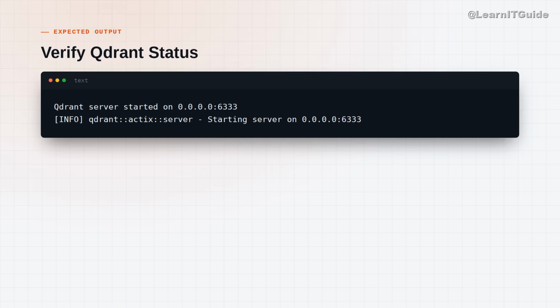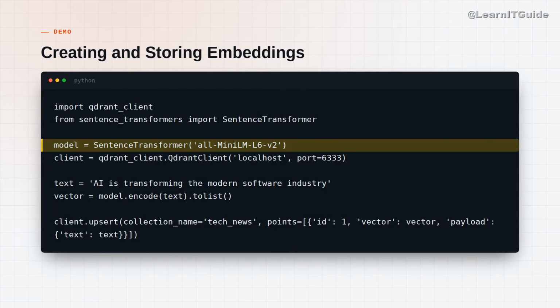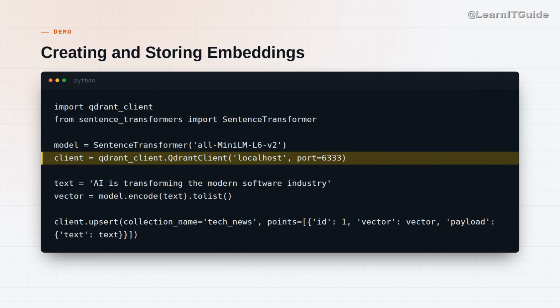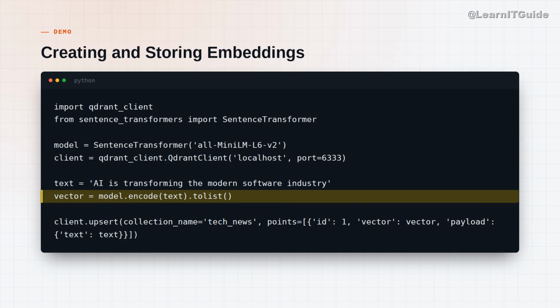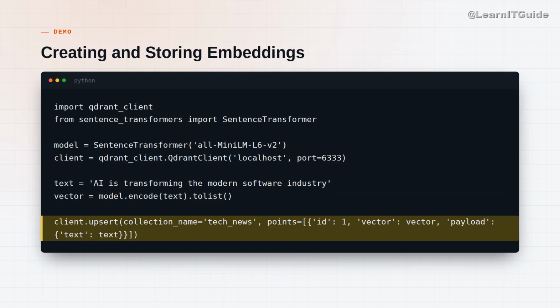Now, let us write some Python code to interact with this. On line 4, we load a lightweight model called MiniLM. This model handles the heavy lifting of turning text into numbers. Line 5 connects our Python script to the Qdrant instance we just started. Line 8 is the core concept. We encode our text into a 384-dimensional vector. Finally, line 10 sends that vector to the database.